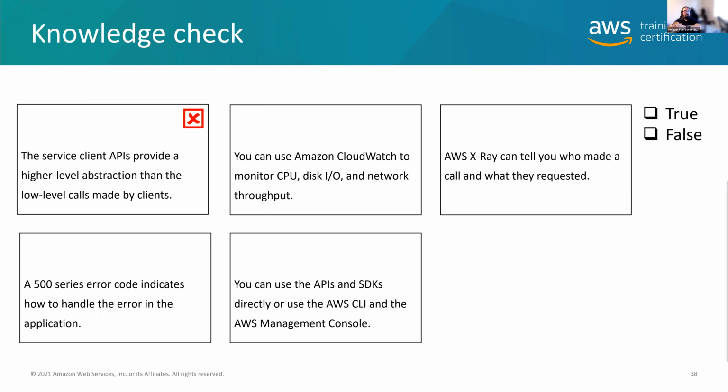Riddle me this. Can you use CloudWatch to monitor CPU, disk IO, and network throughput? Can you do that? Is that what it was designed for? Yes. CloudWatch is all about metrics. If CloudWatch is not designed to do this, then we have failed, because it was designed for metrics. Okay, so that's true.